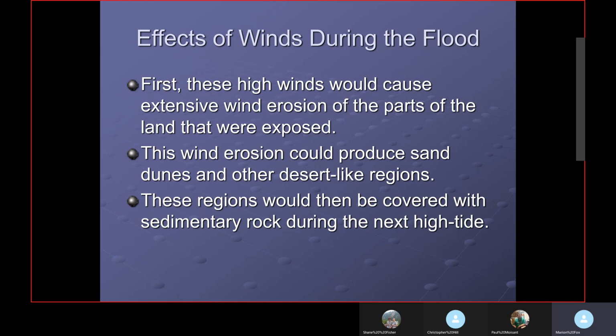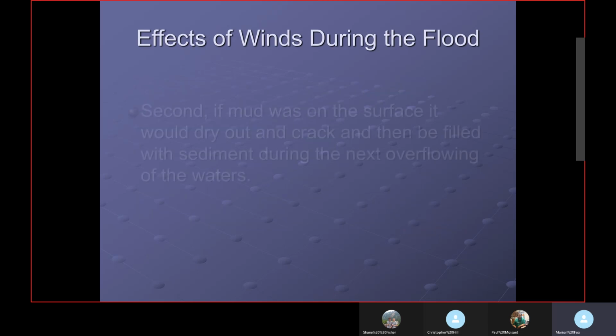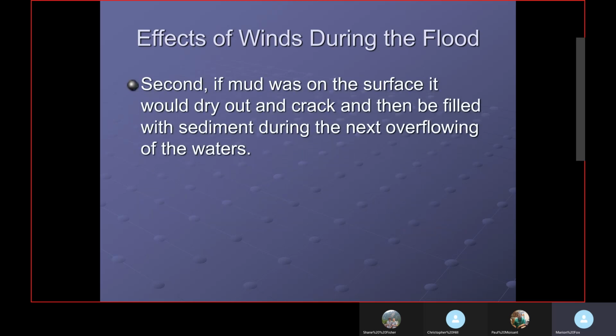So we would have desert-like regions that were covered up with more sedimentary rock, and it would make any of the assumptions of the atheist who has not believed in the flood wrong. He would have assumptions about what had happened in the past, and his assumptions would be based upon erroneous information. He'd have the wrong conclusions.